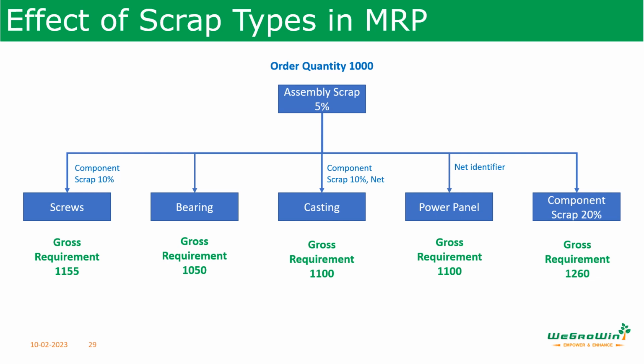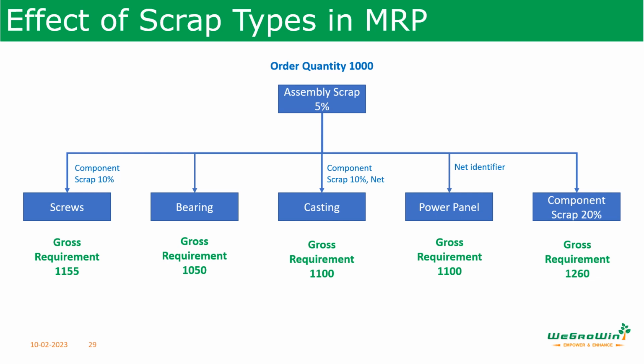This means to produce 1000 numbers of finished product, 5% additional finished product has to be produced because the assembly scrap is 5%. During this production, 10% of the screws will be damaged. So ultimately, we have to buy 1155 screws instead of only 1000. So 155 screws we have to buy extra. That is the meaning of this. Similarly, the bearing has only the assembly scrap, which means we have to buy only 50 numbers extra. That is 5% of 1000 that we have to buy additionally.